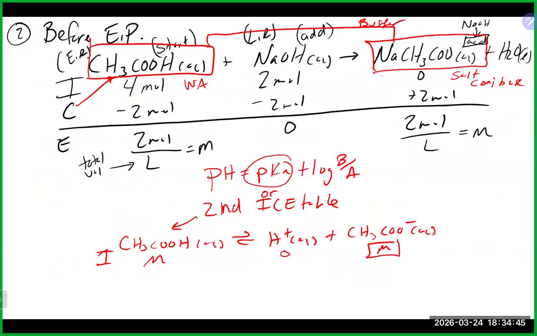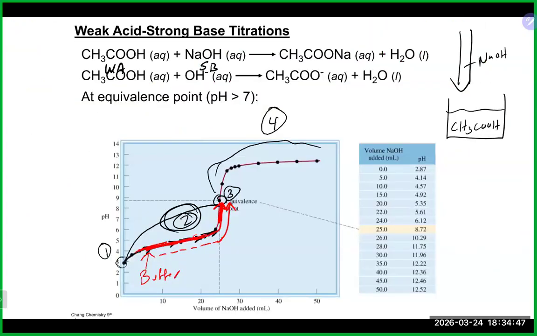All right. So we do have a basic pH. As you can see here, they got like an 8.72. And now we're going to talk about the fourth part here where we blow past the equivalence point and we continue to add some sodium hydroxide. And if we do that there, we're now going to be past the equivalence point.